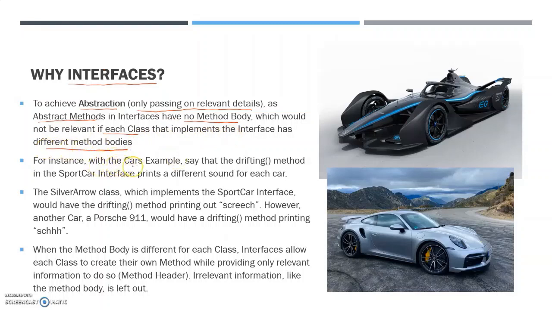For instance, with the cars example, say that the drifting method in the sports car interface prints a different sound for each car. The zero error class, which implements the sports car interface, would have a drifting method printing out screech. However, another car, a Porsche 911, would have a drifting method printing out something different. When the method body is different for each class, interfaces allow each class to create their own method while providing only relevant information to do so, the method header. Irrelevant information, like the method body, is left out.